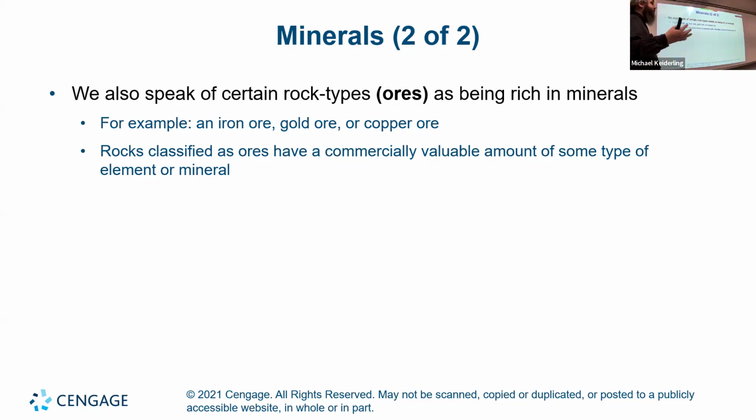They're more complicated. But copper has various copper minerals. And for something to be an ore, rocks classified as ores have a commercially viable amount of some type of element or mineral. So if you suddenly developed a new technique for extracting the element or mineral from some rock, it could change from just being regular rock to being an ore. So it has to be commercially viable. That's the definition for what makes it an ore. So whether or not something is an ore can change over time.